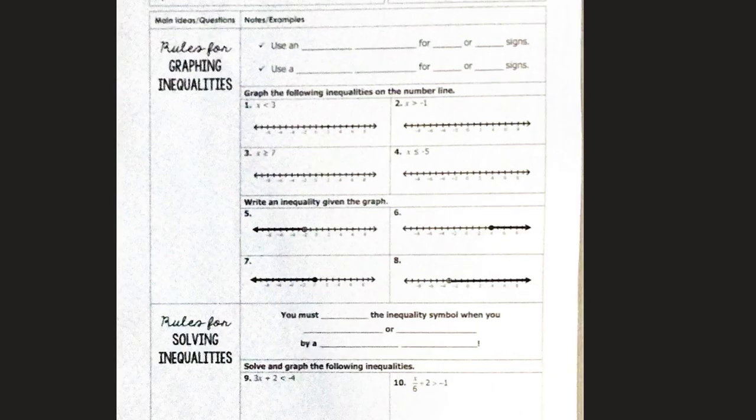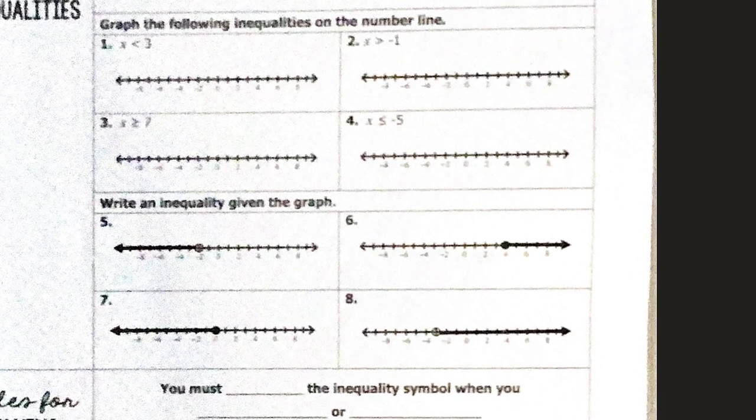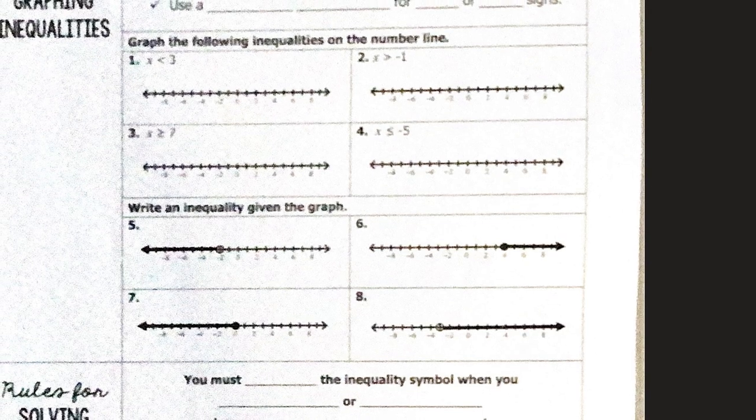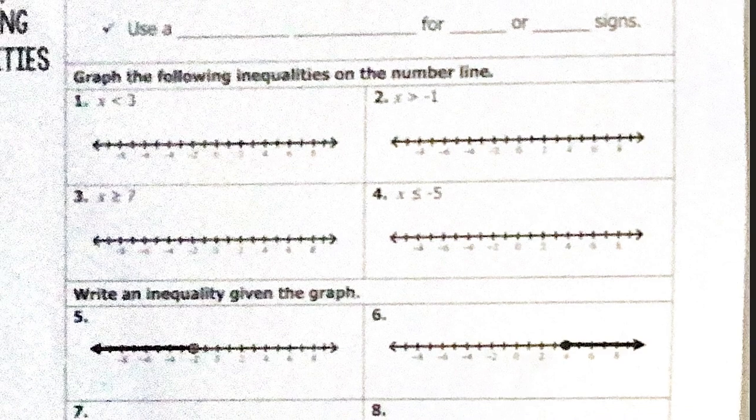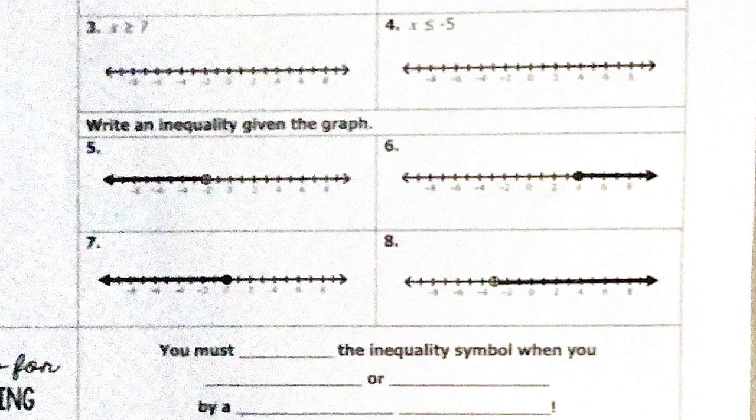Okay, all right, here's what we got. That first section right here, guys, that's kind of what we did earlier. They're going to give you an inequality. You're just going to do the graph of it. Put it on the number line, open or closed circle, arrow to the right or the left. Okay? All right? Next section.